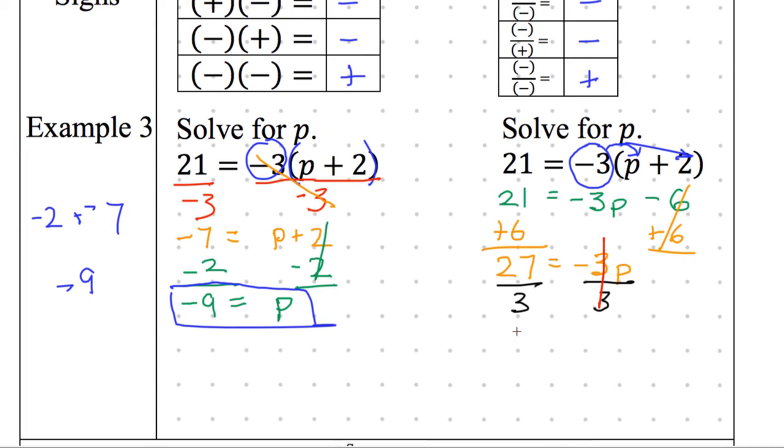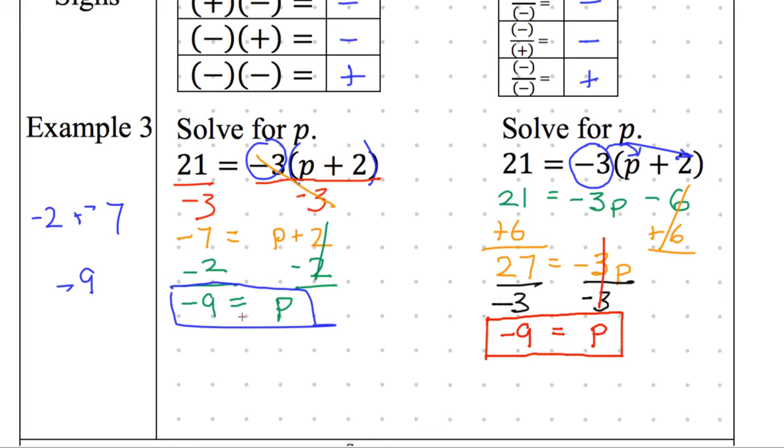27 divided by -3 equals -9. Oh, are you dividing by -3 or +3? Negative. Oh, okay. Sorry. I misheard you. -3, -3. And when I do 27 divided by -3, say it again. -9. -9 is equal to P. And box your final answer. Yep. Thank you. There it is.